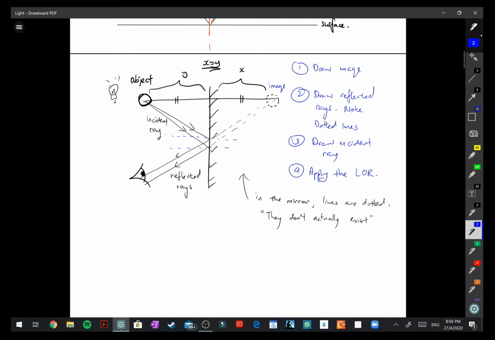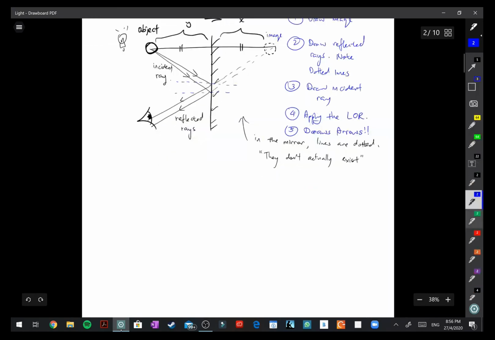Oh, and number 5, please take note, draw arrows. Please take note that the arrows actually come from the incident ray and then to the reflected ray and then into your eye, not the other way around. So this is how you actually determine how to see an image.